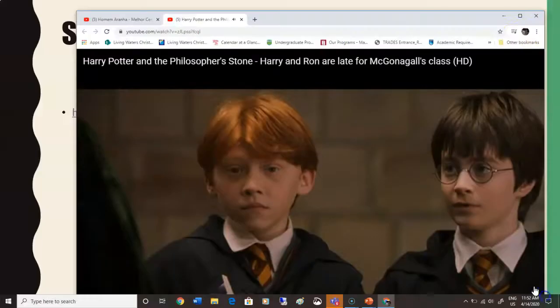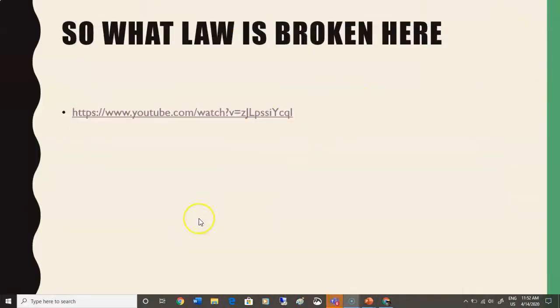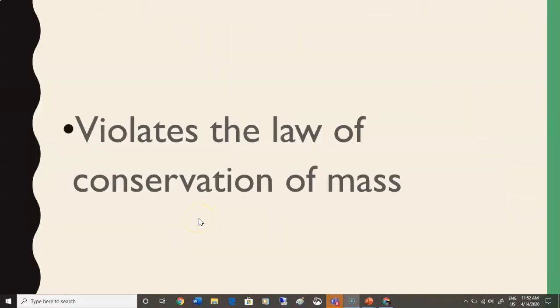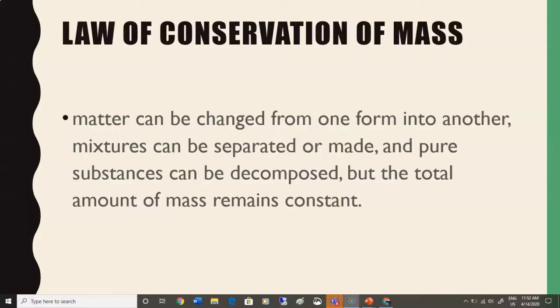So, in this case here, which law is broken? Well, that would be the law of conservation of mass. Law of conservation of mass says matter can be changed from one form to another, mixtures can be separated or made, and pure substances can be decomposed, but the total amount of mass remains constant. And we've got this approximately 2 kilogram cat becoming this approximately 50 kilogram woman.